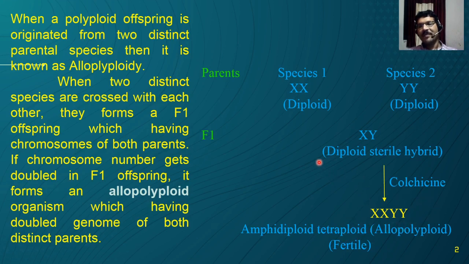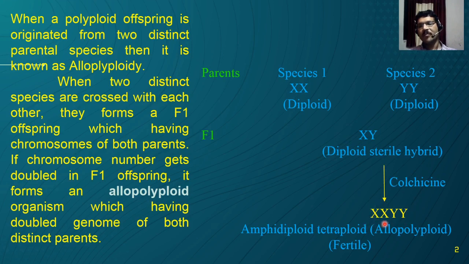When such organisms are in diploid form, they are highly sterile, but when they are converted into tetraploid, they become fertile. Here you can see, in this way allopolyploid organisms can be produced. Initially we selected two distinct species, both diploid. They give rise to a diploid but sterile hybrid because there will be no pairing during meiosis. When we give them a colchicine treatment, they give rise to an allopolyploid.